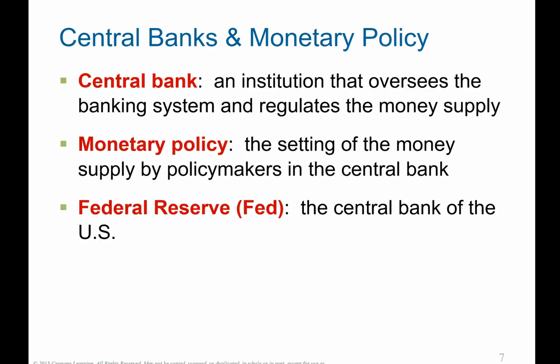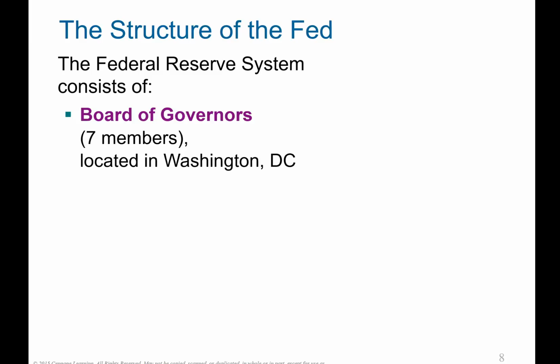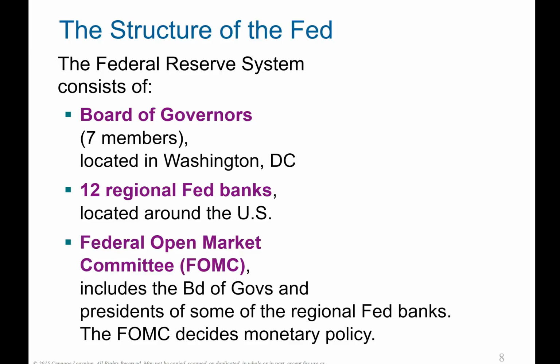In the United States, we call this the Federal Reserve, or the Fed, and that's a system of 12 banks with branch offices. It has a board of governors with a chairman. This is 7 members, located in Washington, D.C. And then you have the 12 regional banks that essentially serve as banks to the banks. And those are located around the United States.